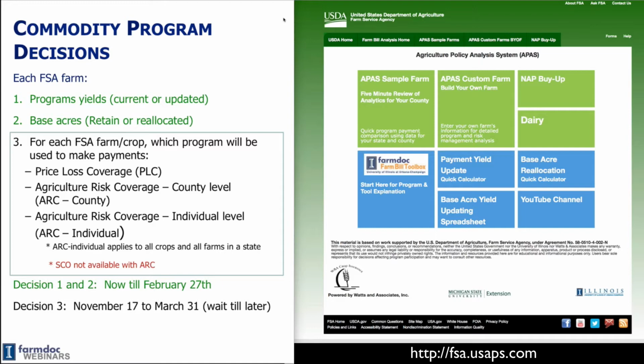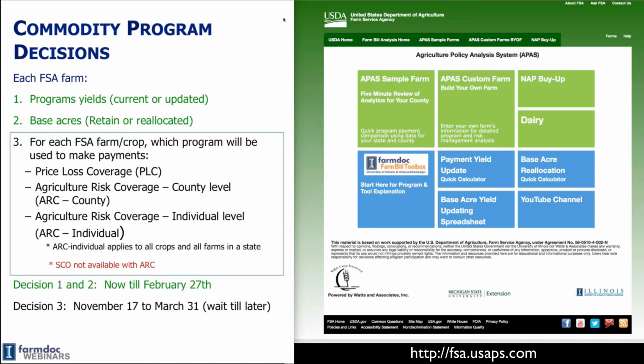And one important thing to point out between these two decisions, notice the program yields is an update, which means you can increase the yield, the payment yield on that farm. But the base acre decision is a reallocation. So you will not increase or decrease the base acres on that farm. All you'll be doing is deciding between two versions of how the base acres are distributed among the program crops on that farm, which goes back to Gary's point about your comparison really gets into how it's shifting acres, particularly as between corn and soybeans in Illinois.